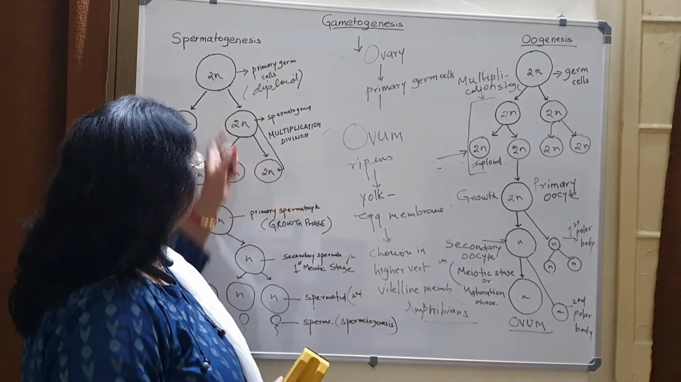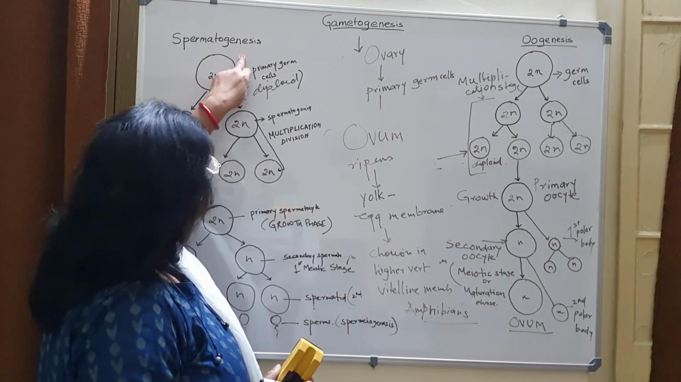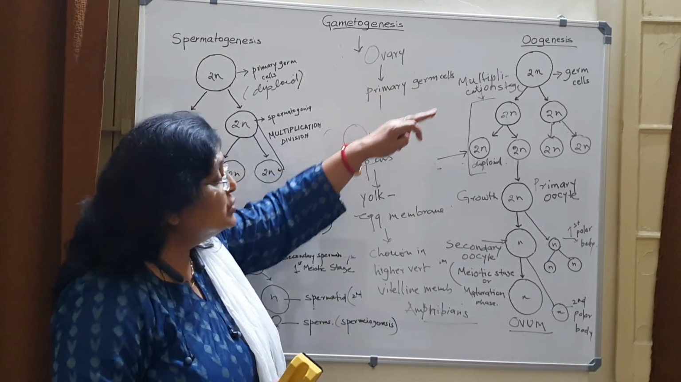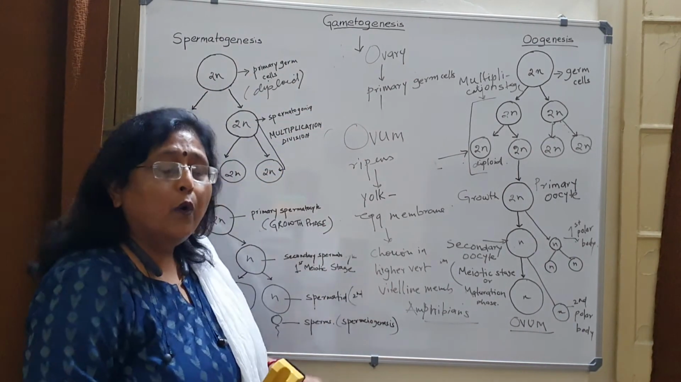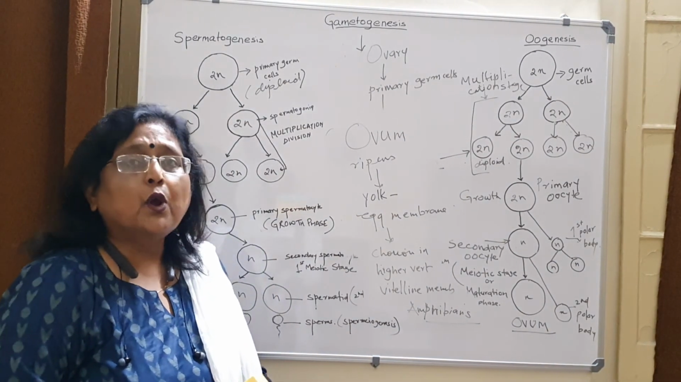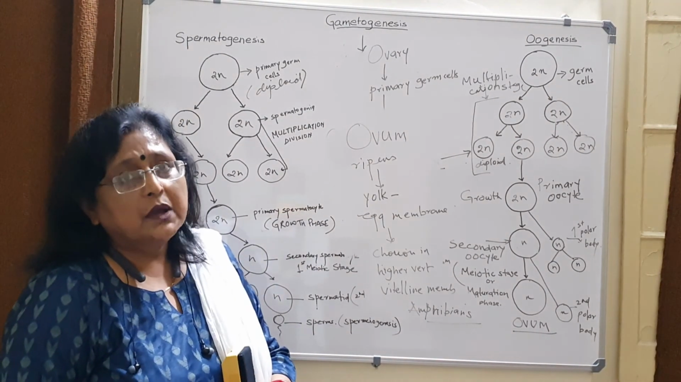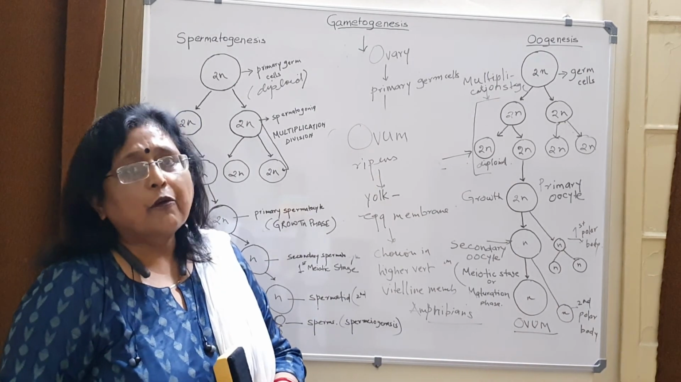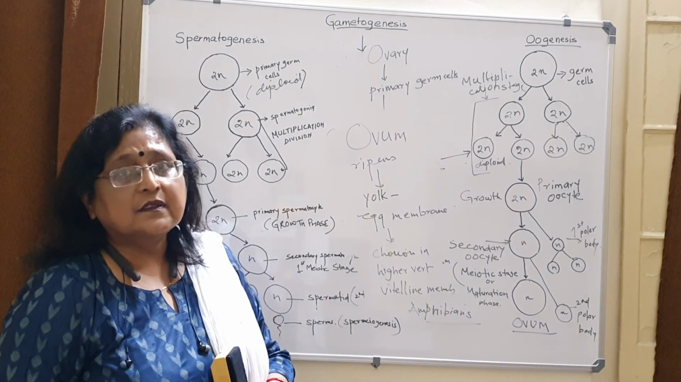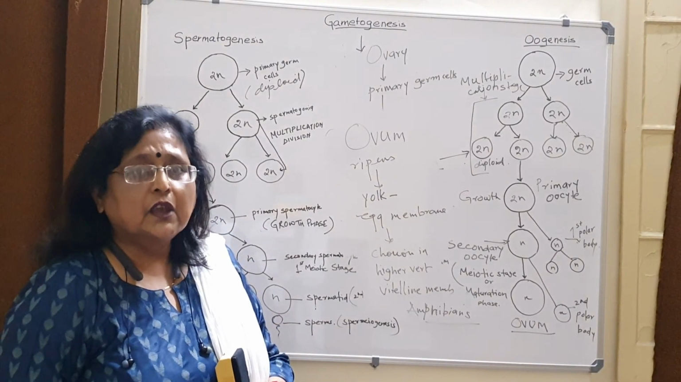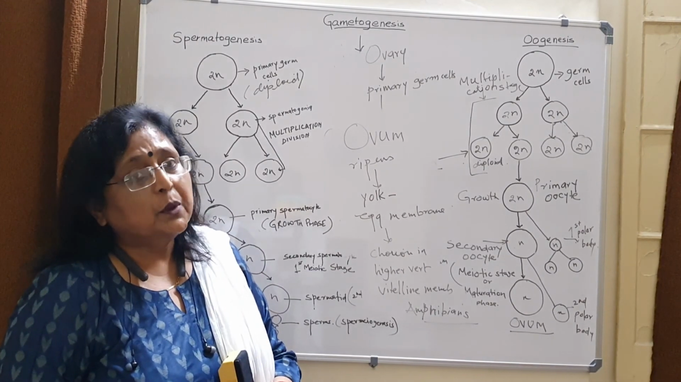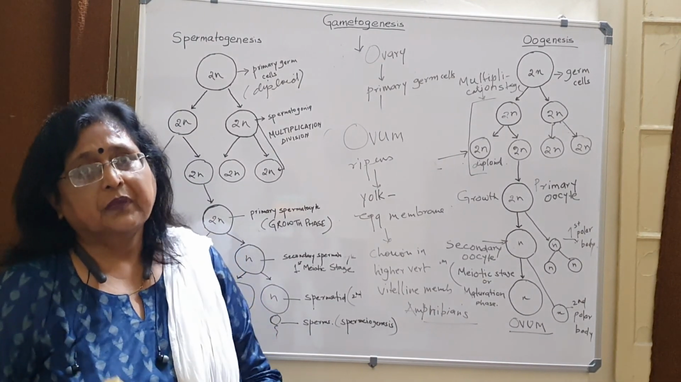So in this way, we can see that as a result of spermatogenesis and oogenesis, the sperms and ovum are produced, which will later on be fertilized to form a zygote. So this is the end of my class of gametogenesis, and in the next class I will tell you the process of fertilization.